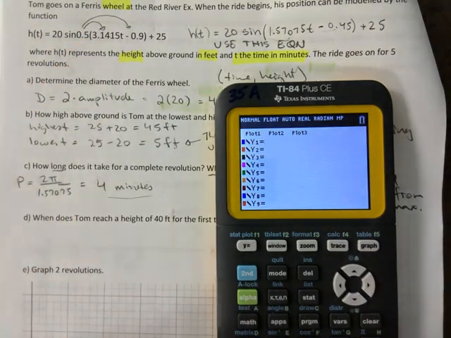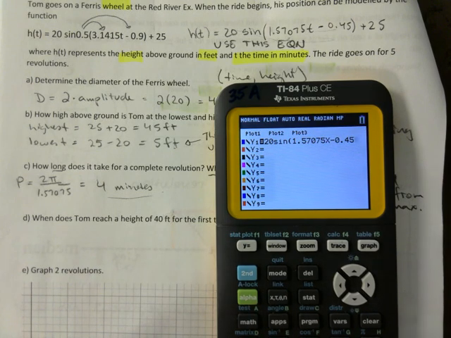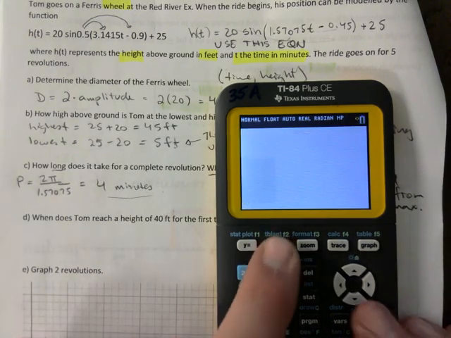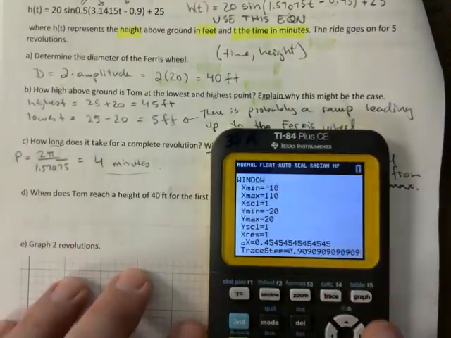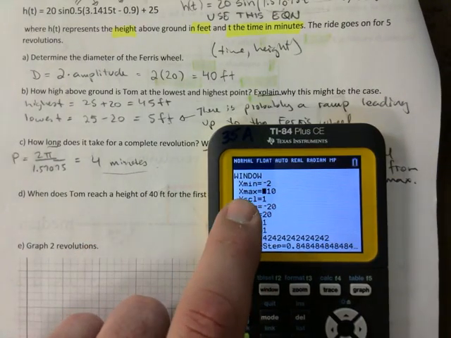So let's type that in, okay? So 20 sine, if this is correct, I need to change my window real quick. I'm not too interested in the x min, so I'm just going to go -2 or something like that.